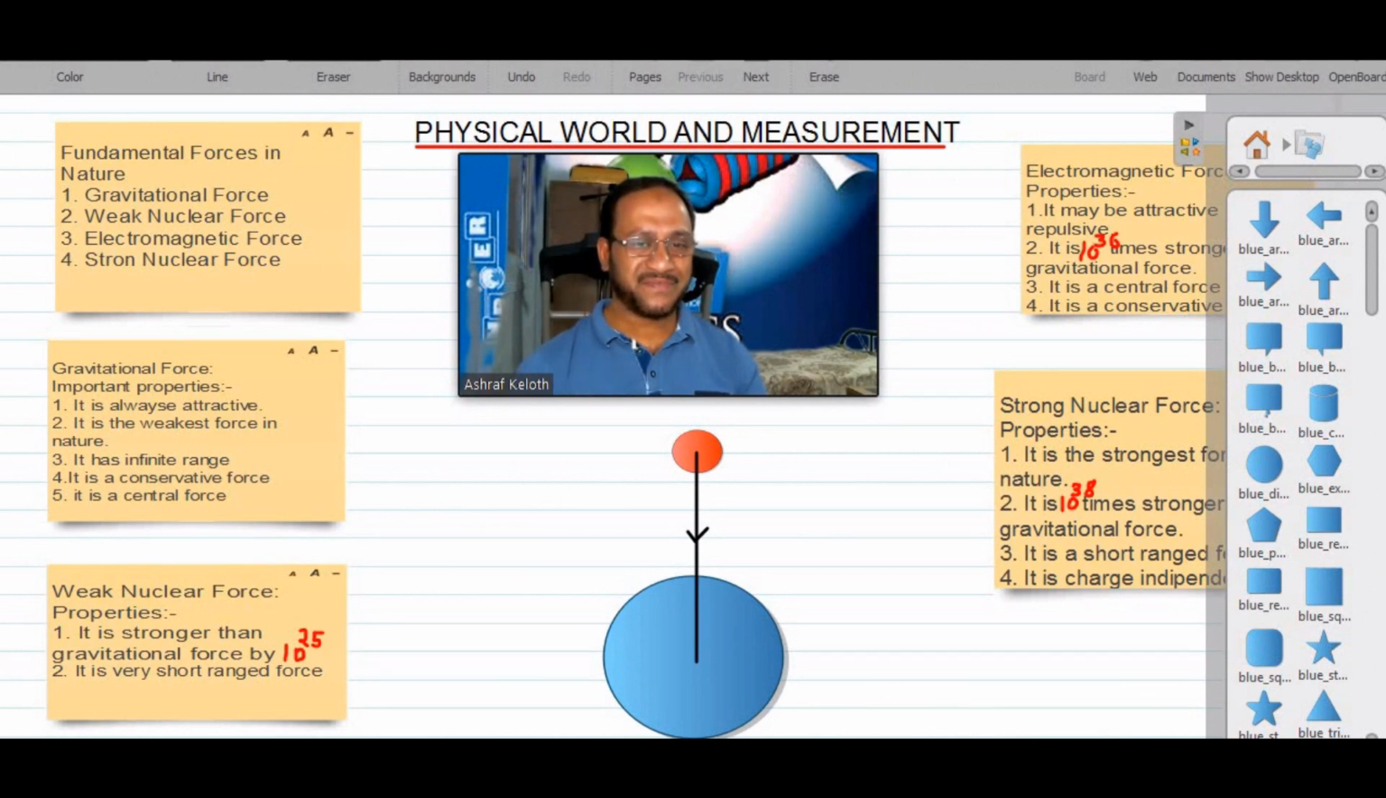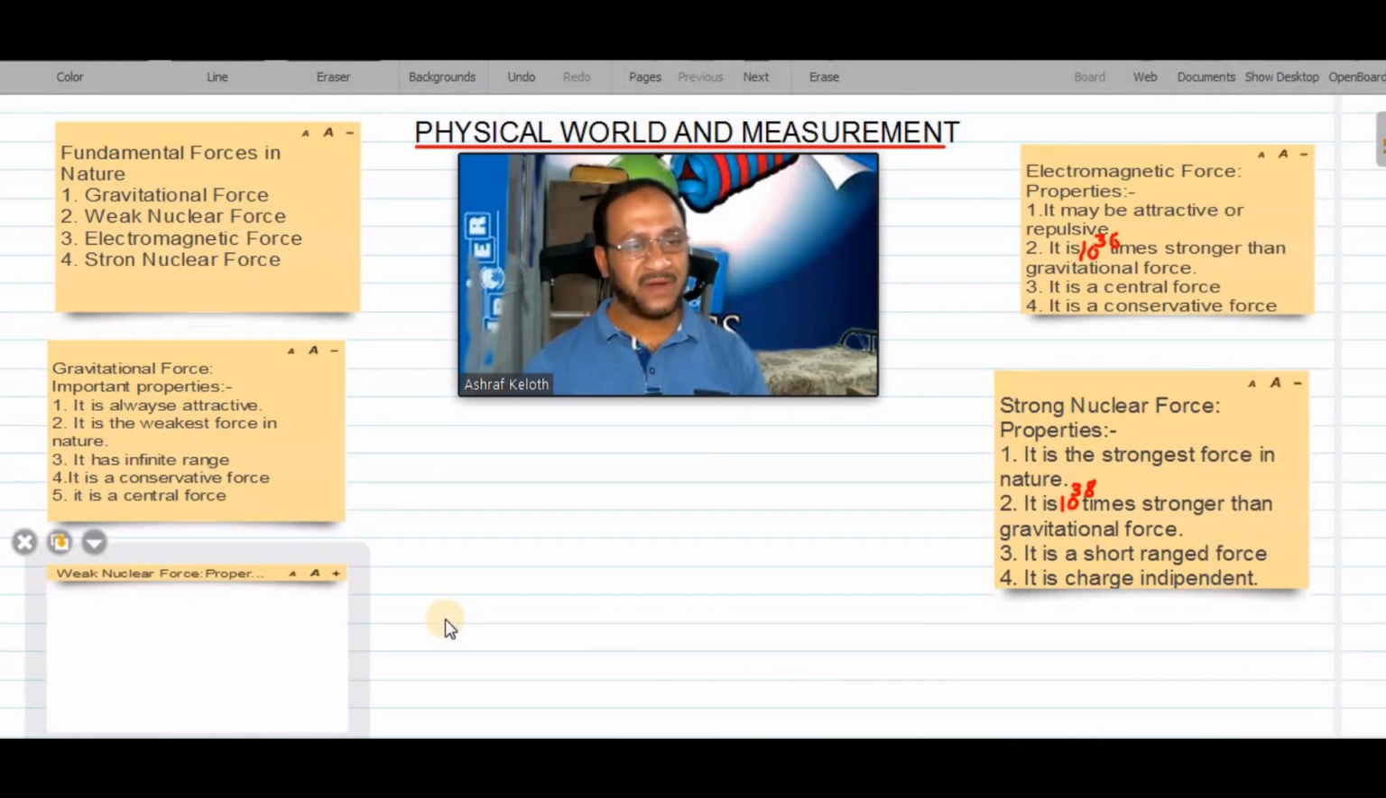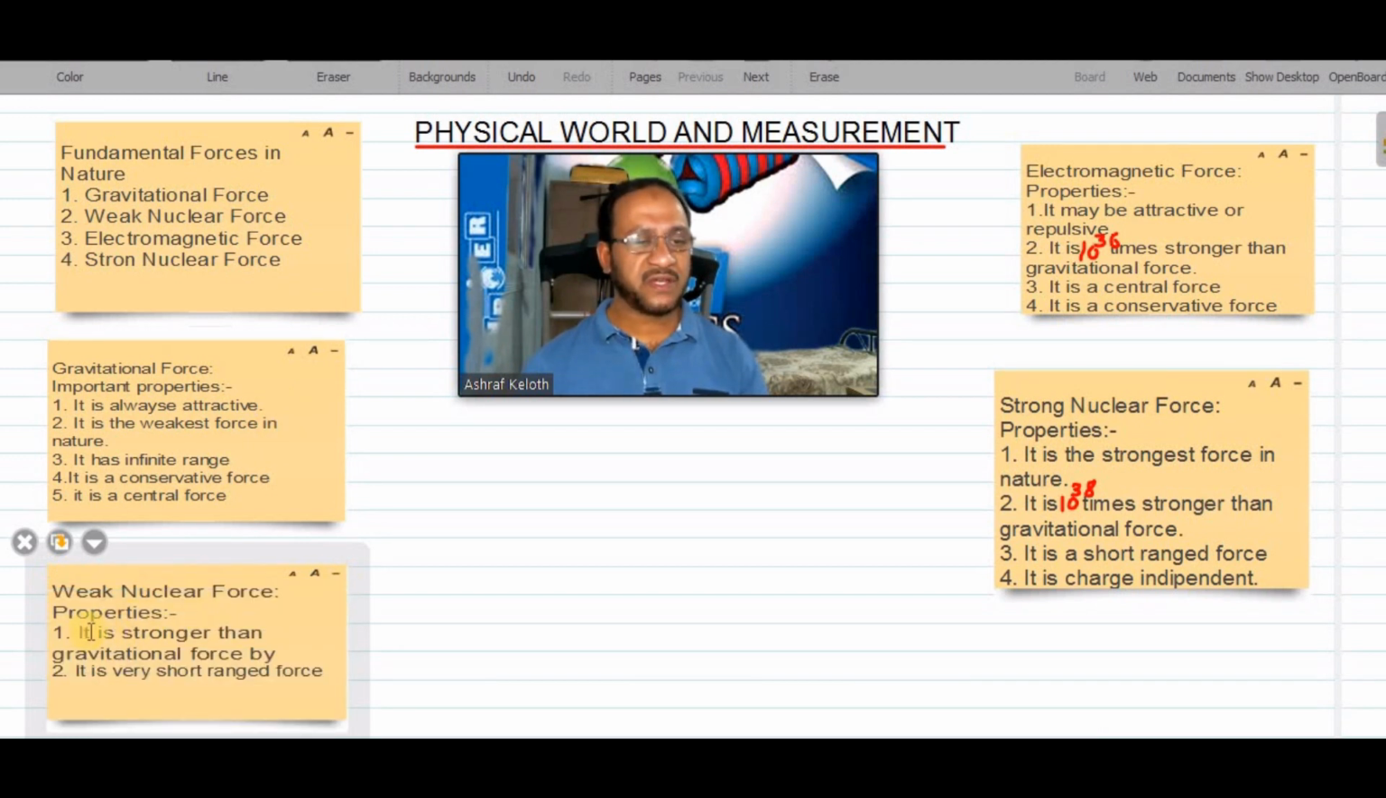That is our universe. Now we will discuss the second fundamental force, that is the weak nuclear force. This is one. The second one, weak nuclear force. The properties of weak nuclear force: it is stronger than gravitational force by 10 raised to 25 times.